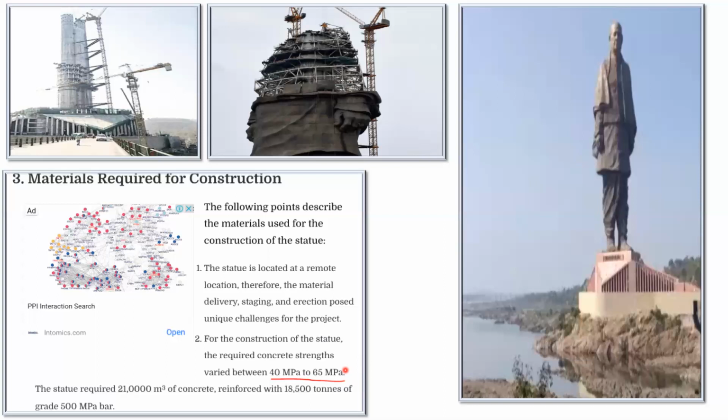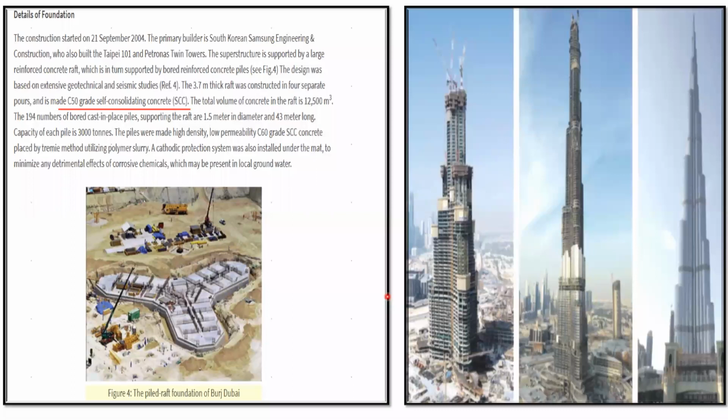Similarly, if I take the construction of the Burj Khalifa, here also they have made use of M50 grade of concrete. In fact, they have made use of self-consolidating concrete. We'll try to see what self-consolidating concrete is in chapter 5, and you can see it here also. So whenever we prepare such concrete, we should make sure the same strength is achieved at the site also. This is the place where concrete mix design comes into play.